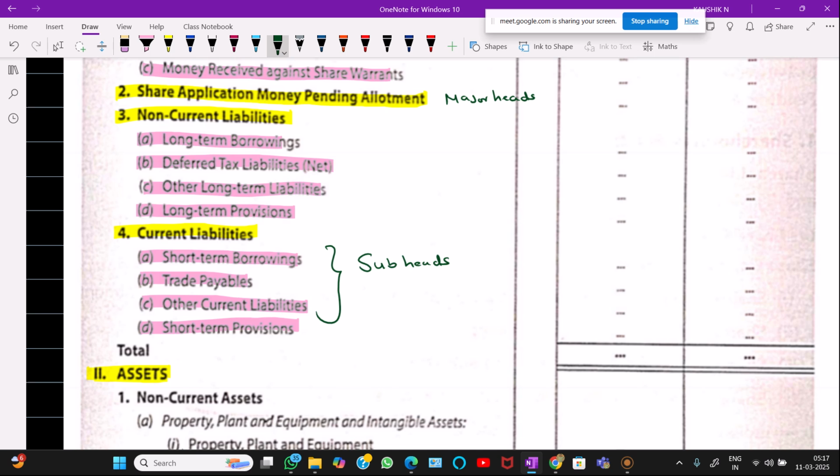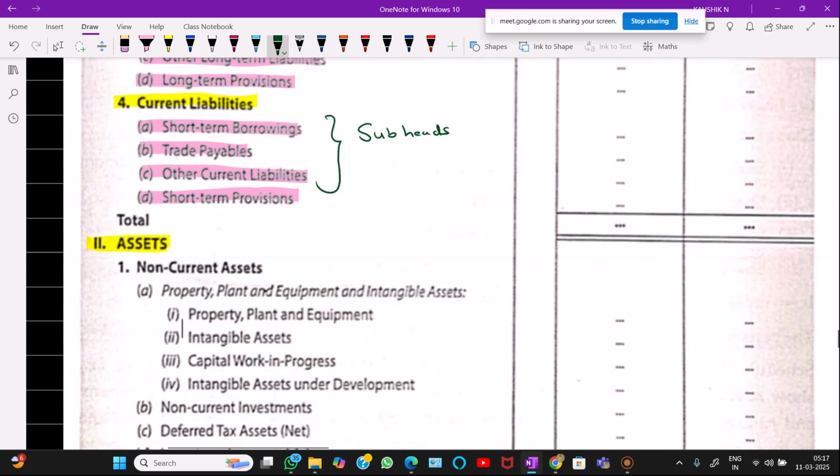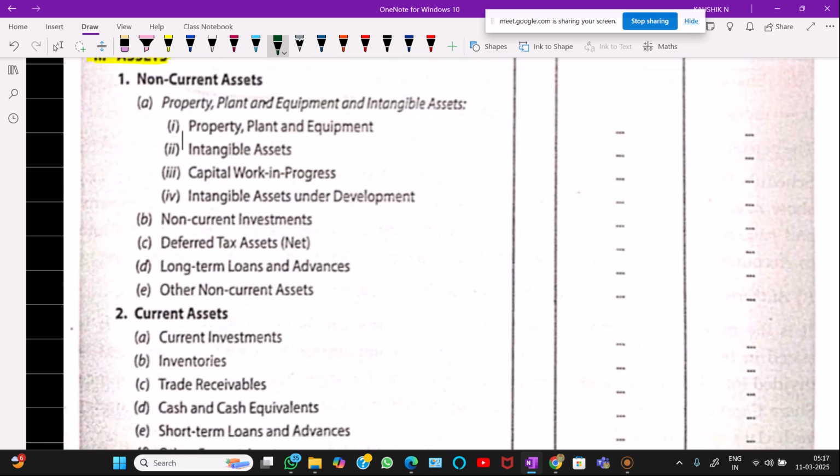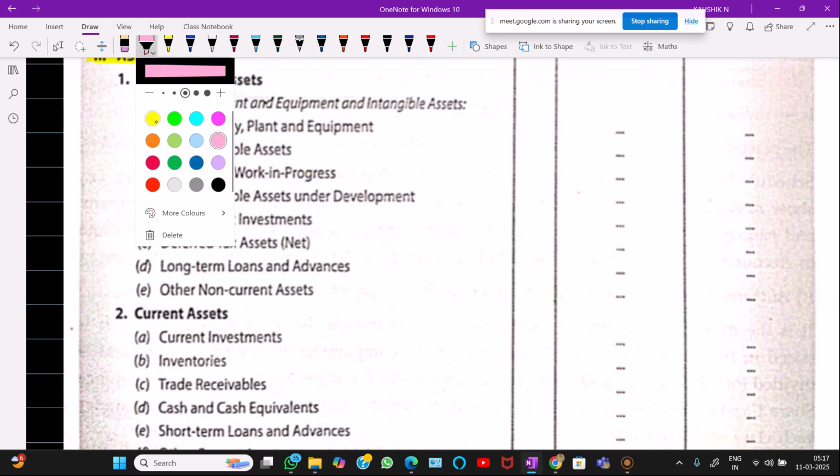Now you may ask, sir, can there be an item without a subhead? Yes, you can have an item without a subhead also. That's what we are going to learn in the concept of major heads and subheads. Like how we have major heads and subheads for the liability category, even in the asset category we have a major head and subhead.